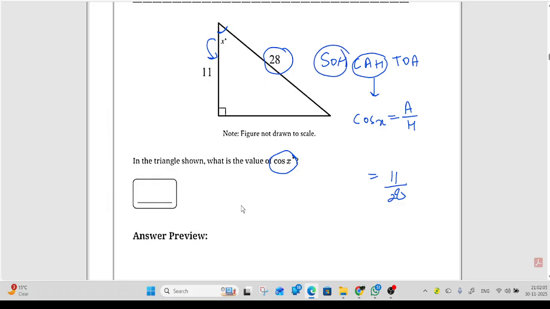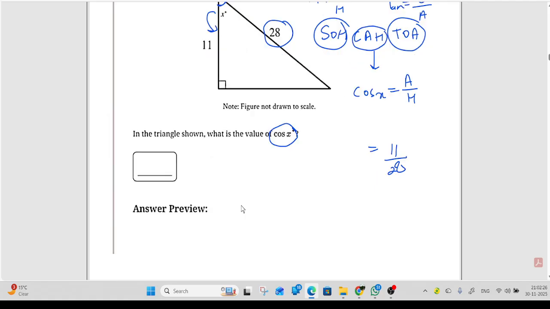This is for sine, this is for tangent, right? Sine is opposite over hypotenuse, and tangent is opposite over adjacent. So SOH CAH TOA helps us to remember the different ratios.